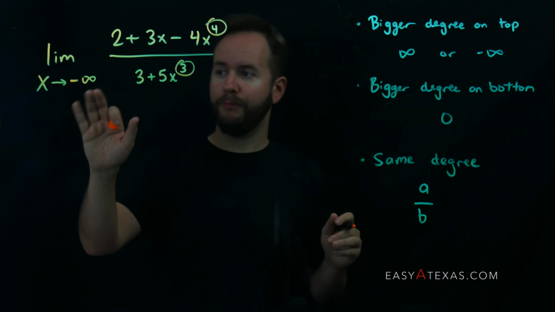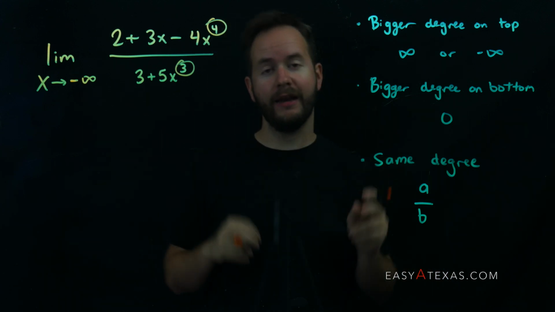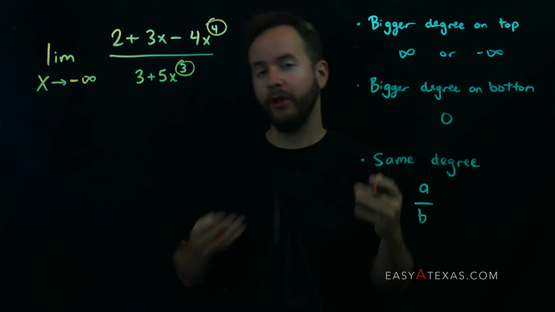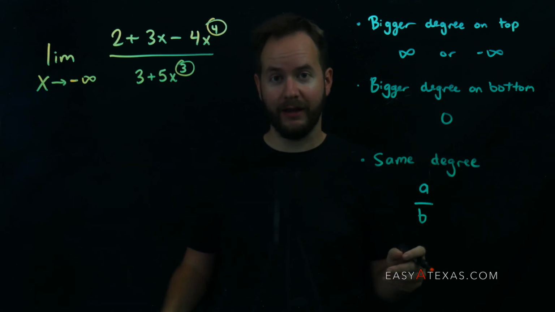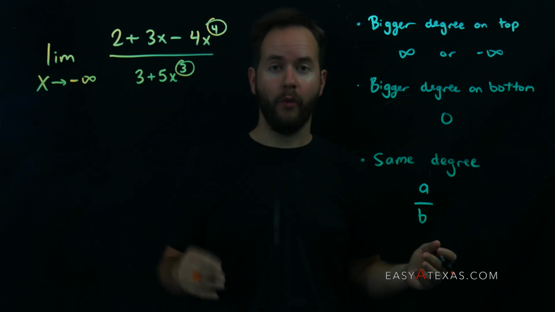What I want to address now is plugging in negative infinity. Now plugging in negative infinity isn't something you're allowed to do, but you want to ascertain which infinity it is going to be. Is it going to be positive infinity in this case, or is it going to be negative infinity? That will all depend on the sign we get when we plug in negative infinity.